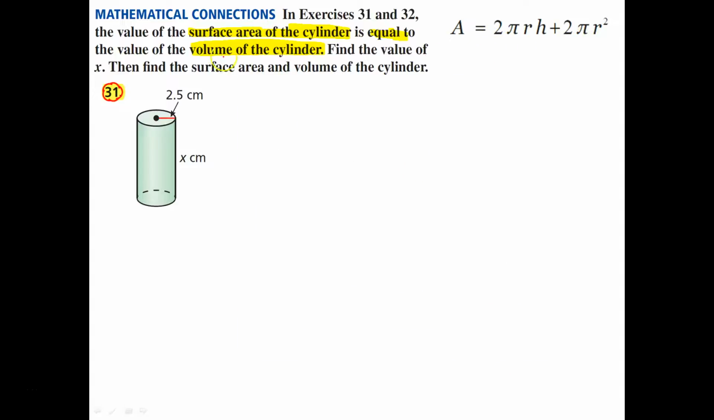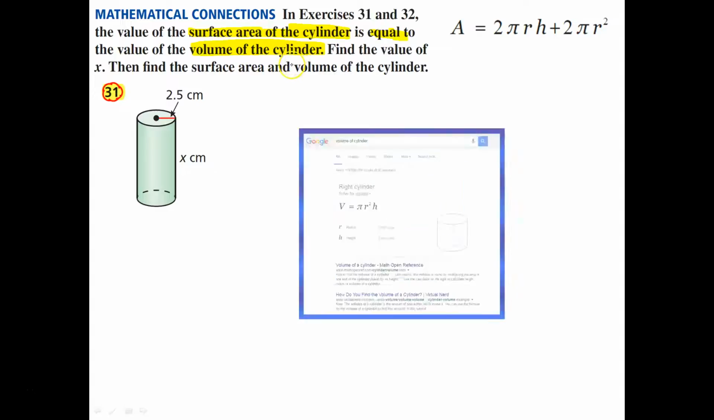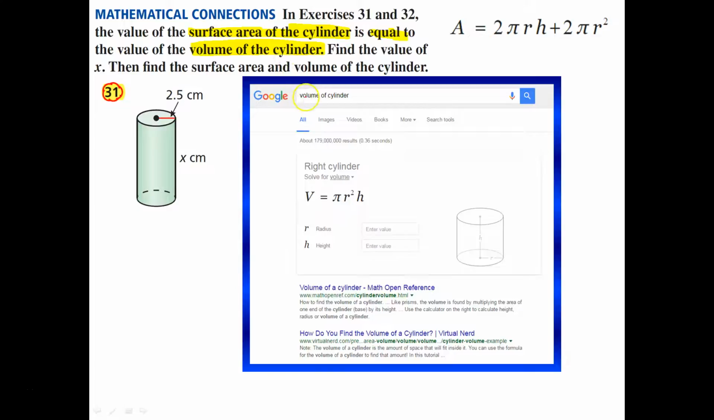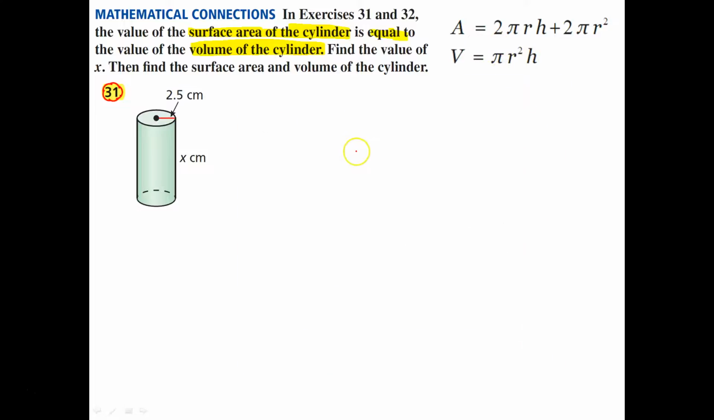And then volume of the cylinder, we can do the same thing. Just Google volume of a cylinder. We get a formula for that: pi r squared times the height. So we'll put that up here. And now we know that these two values are equal to each other.